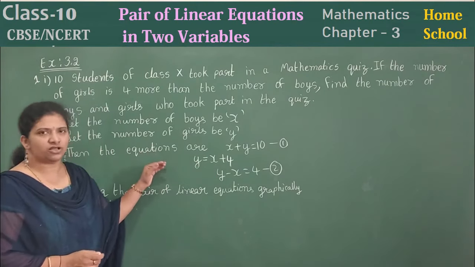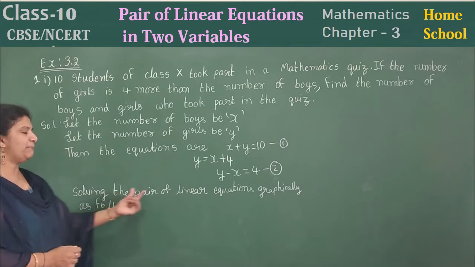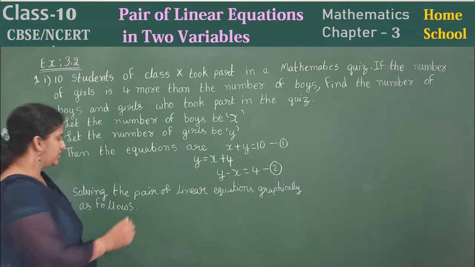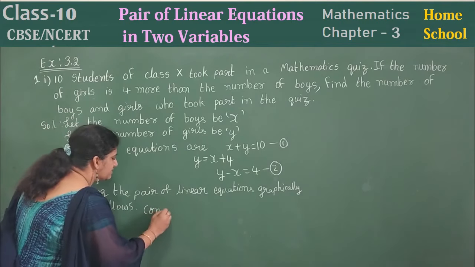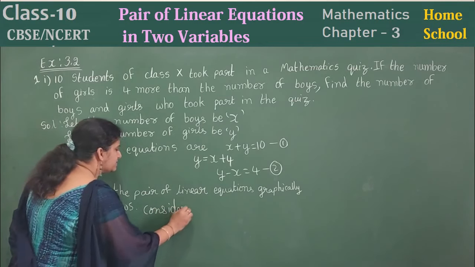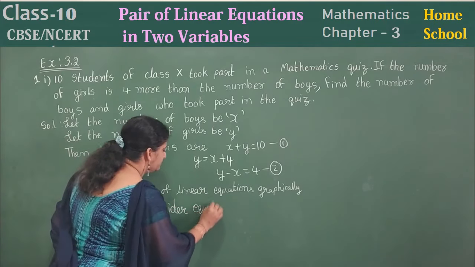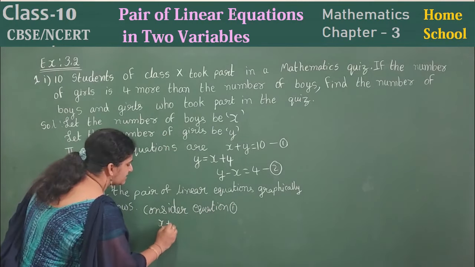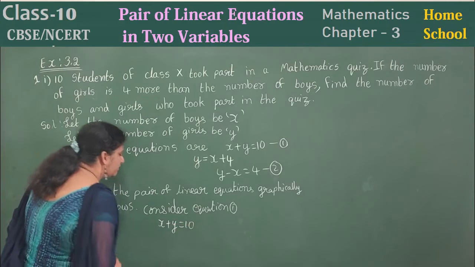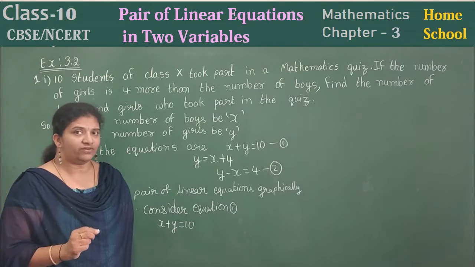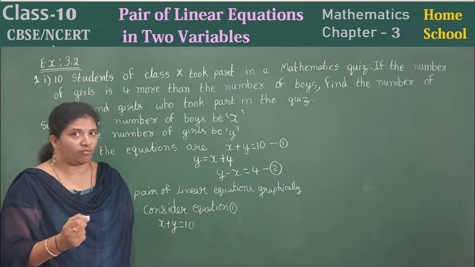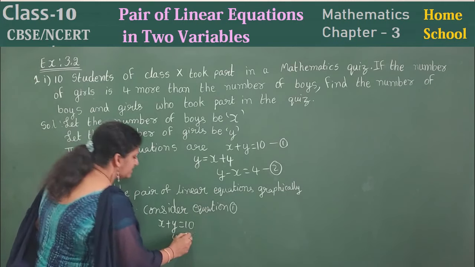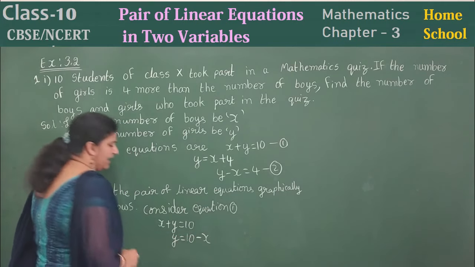So now we need to solve this graphically, right? Solving the pair of linear equations graphically as follows. So now first consider equation 1. What is our equation 1? x plus y is equal to 10. Always when we start in graph, you have to rewrite your equation in the form of y. That is y is equal to, send this x other side, 10 minus x.